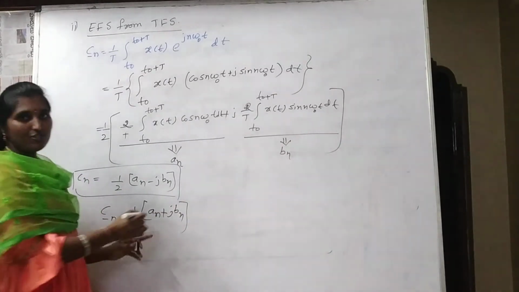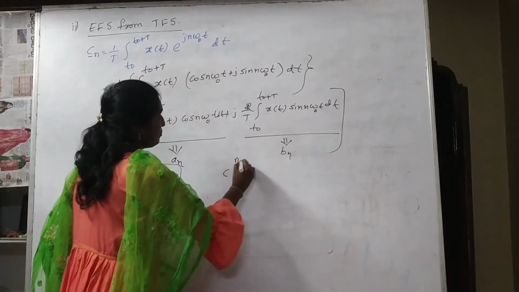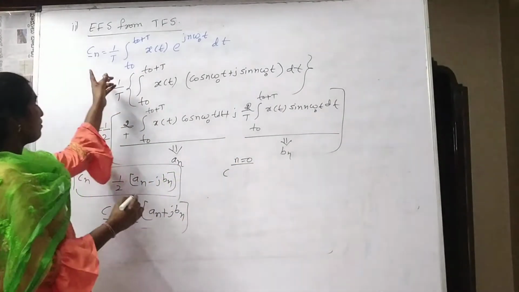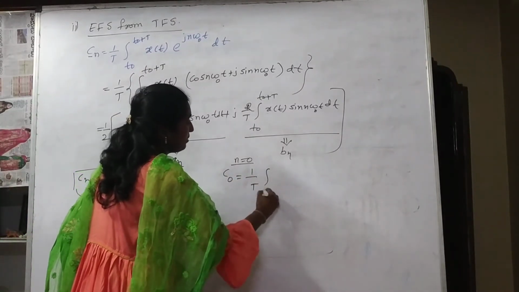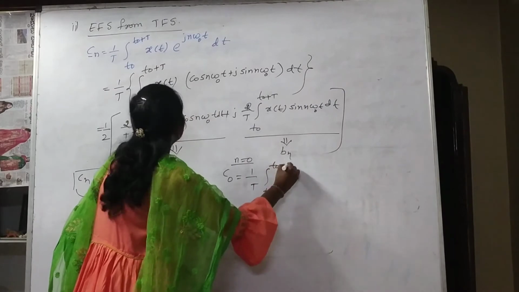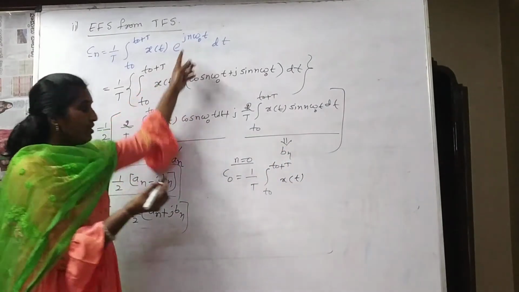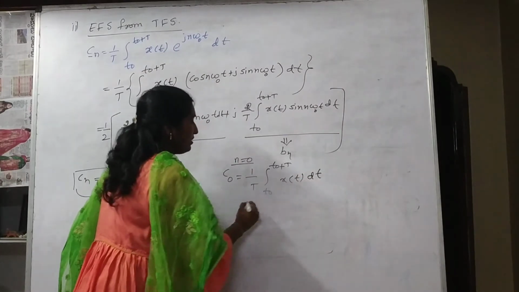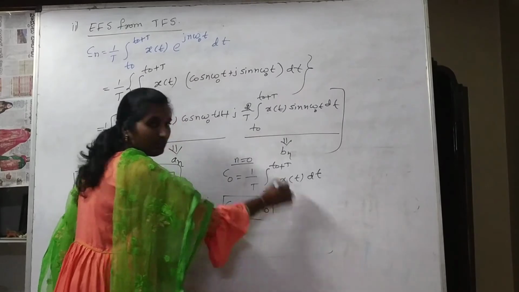For c naught, simply substitute n is equal to 0 in the cn formula. C naught is 1 by T integral over T, t naught to t naught plus T, x of t, where n is equal to 0 means e power 0, which is 1. That is same as your a naught. C naught is equal to a naught.